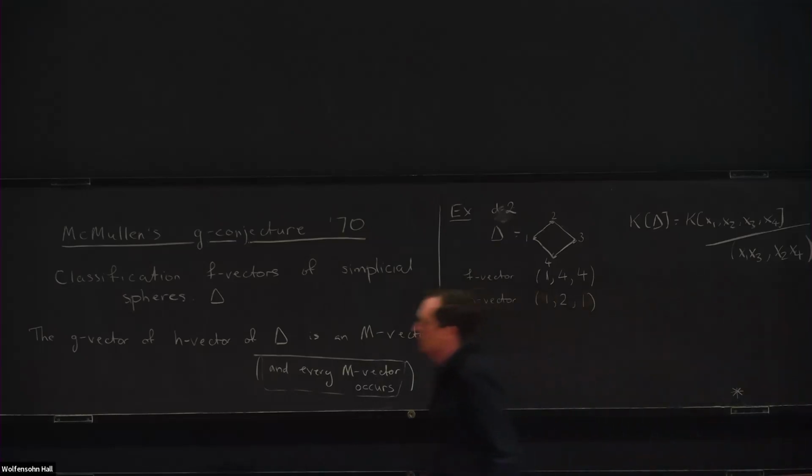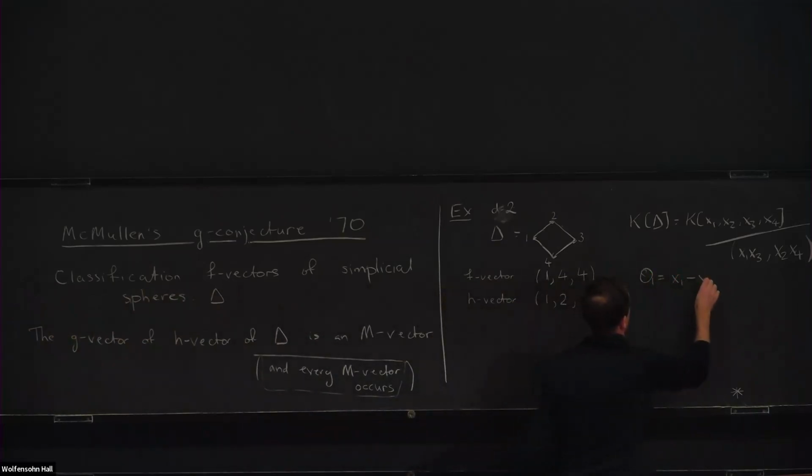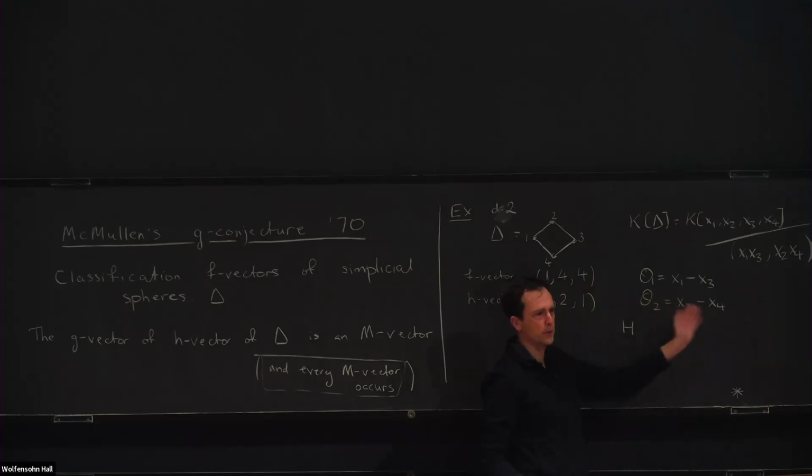What's my ring here? Well, I need to tell you what these things that I smash it with are. I've got a choice to make, but I'll just make a really easy choice. I could take my theta 1 to be this, my theta 2 to be this. And now if I quotient by this, just setting x1 equal to x3 and x2 equal to x4, what does this ring become? It does become finite dimensional.